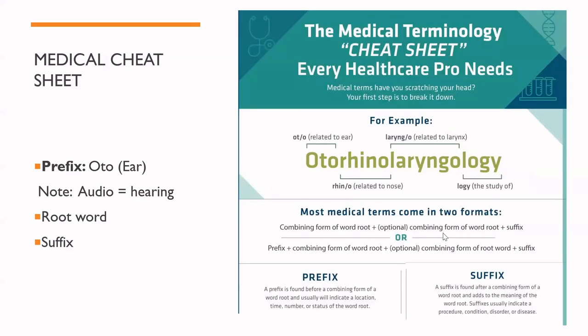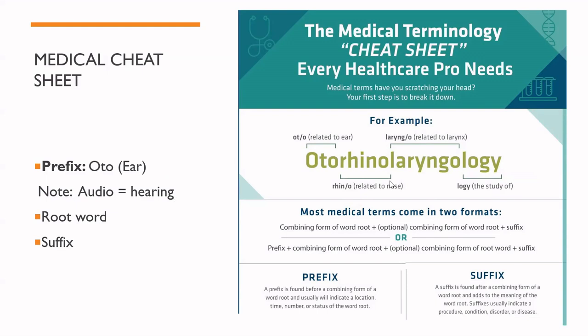Let's take a look. So let's break down the word. Auto, rhino, laryngology. Auto means something to do with the ear. O-T-O, something to do with the ear. Now you may be thinking audio, right? As far as the ear. Audio is hearing. This is the actual ear. It includes hearing for this particular profession.